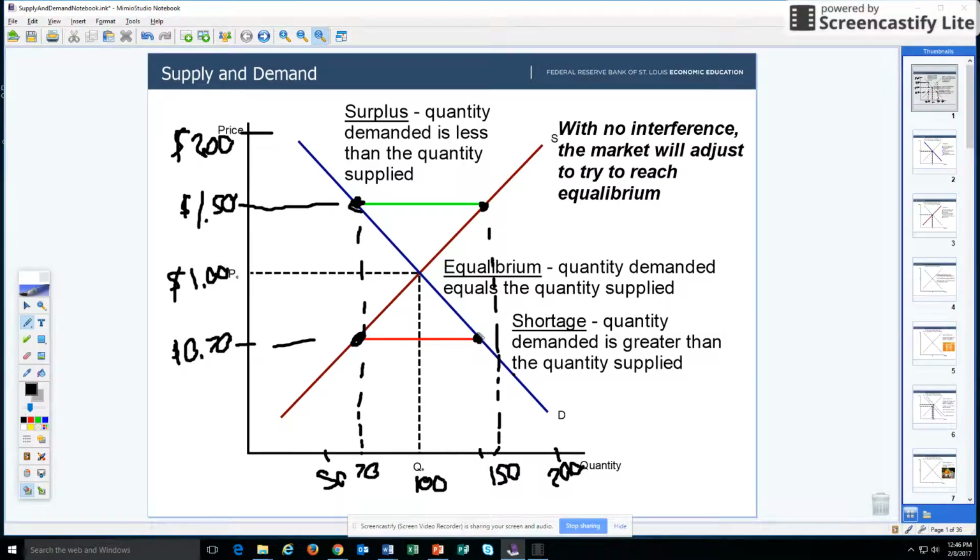So 140 donuts are demanded, but only 70 were made. That means we are short 70 donuts. So there were 70 people that would have bought a donut for 70 cents if we had a donut for them to buy. But we don't. We're short. We have a shortage.